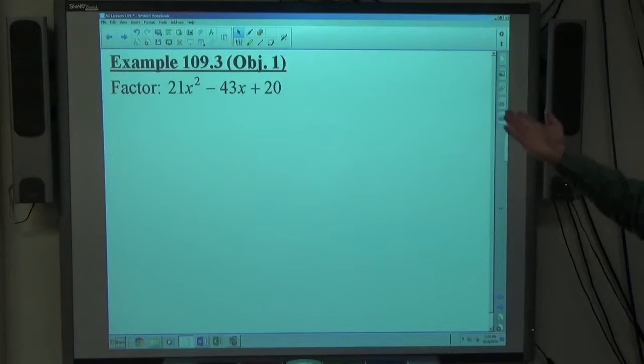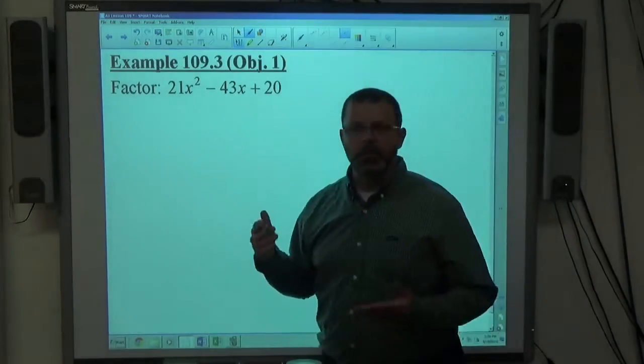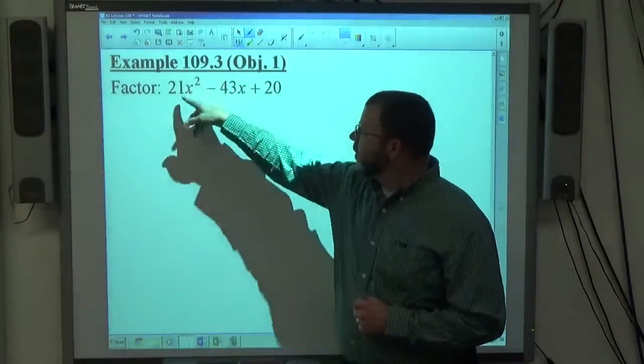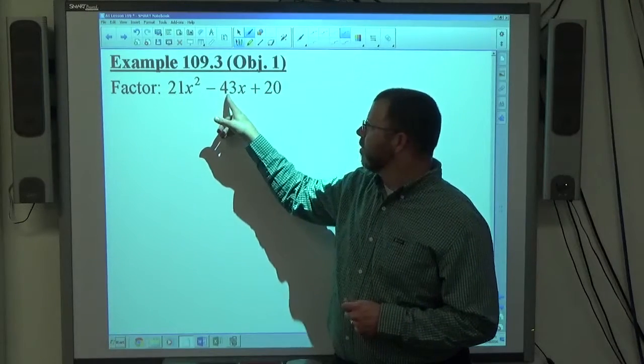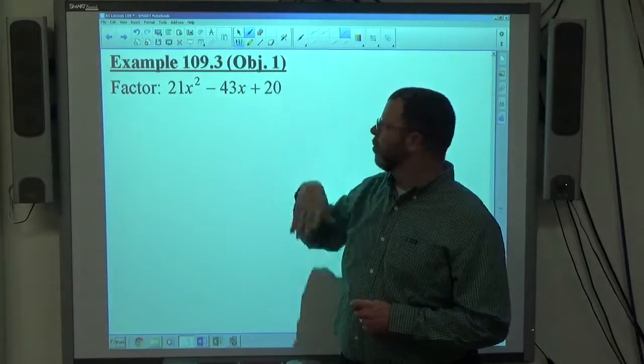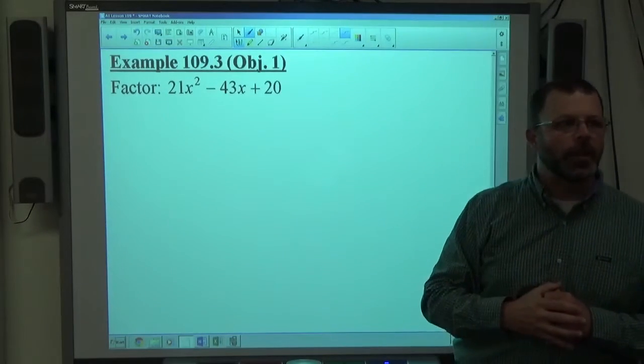Okay, moving on to example 3, 21x squared minus 43x plus 20. Again, factoring. Once again, first thing I'm going to do is look for a common factor. Looking at primes specifically, 3 and 7 are the only numbers that divide 21. Neither 3 nor 7 goes into 43 or 20, so it doesn't have a common factor. There's no way to get rid of that lead term by factoring anything.